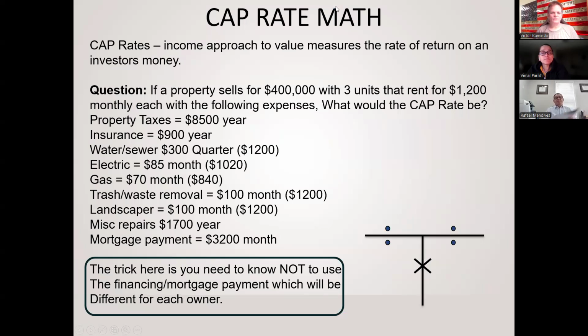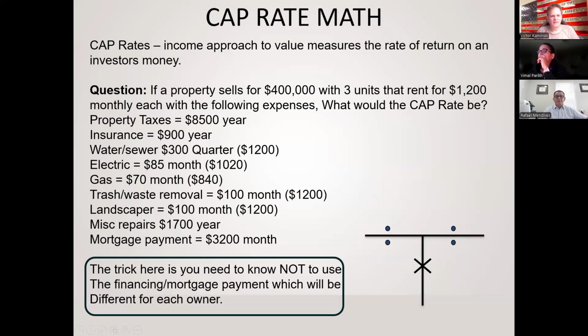So the question is, if a property sells for 400,000 with 3 units that rent for $1,200 a month each, with the following expenses, what would the cap rate be? And they give you property taxes, $8,500 a year. So what you got to do is, some of these expenses are monthly, some are quarterly, some are annually. So you got to convert them all to annual and then just add them up. So that's the easiest way to calculate all your expenses.